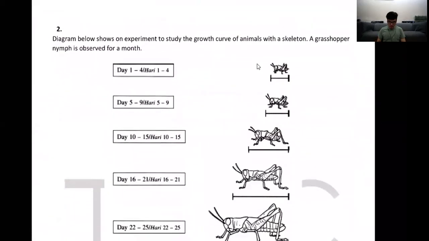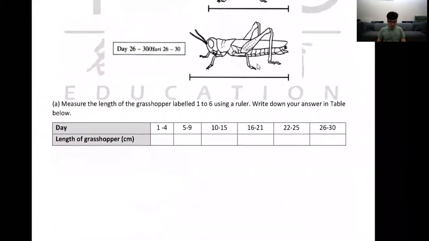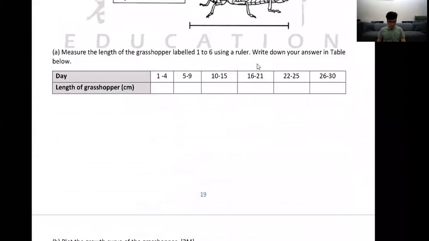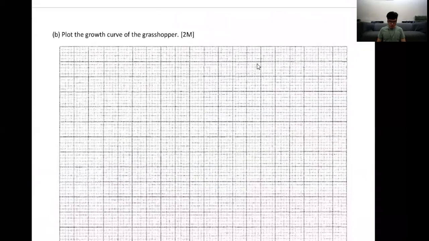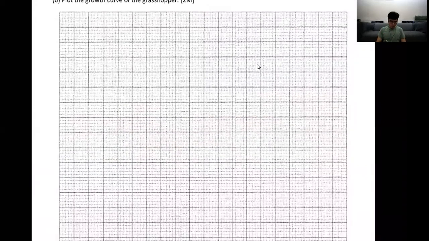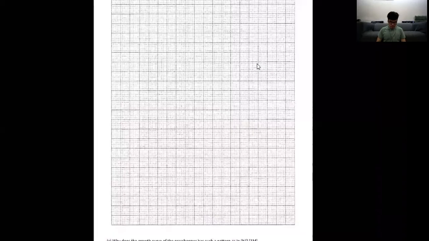So this is a grasshopper. So day 1 to day 4, 5 to 9. So the length of the grasshopper, do this yourself. I cannot measure for you because my paper and your paper might be different size. So plot the growth curve of the grasshopper. Make sure you plot it like this.